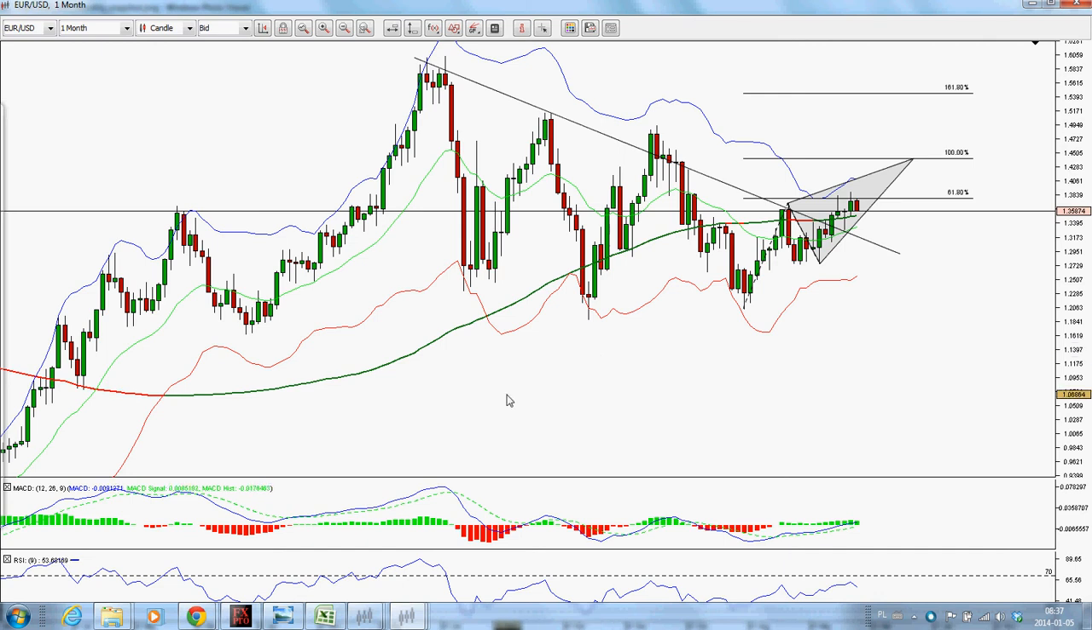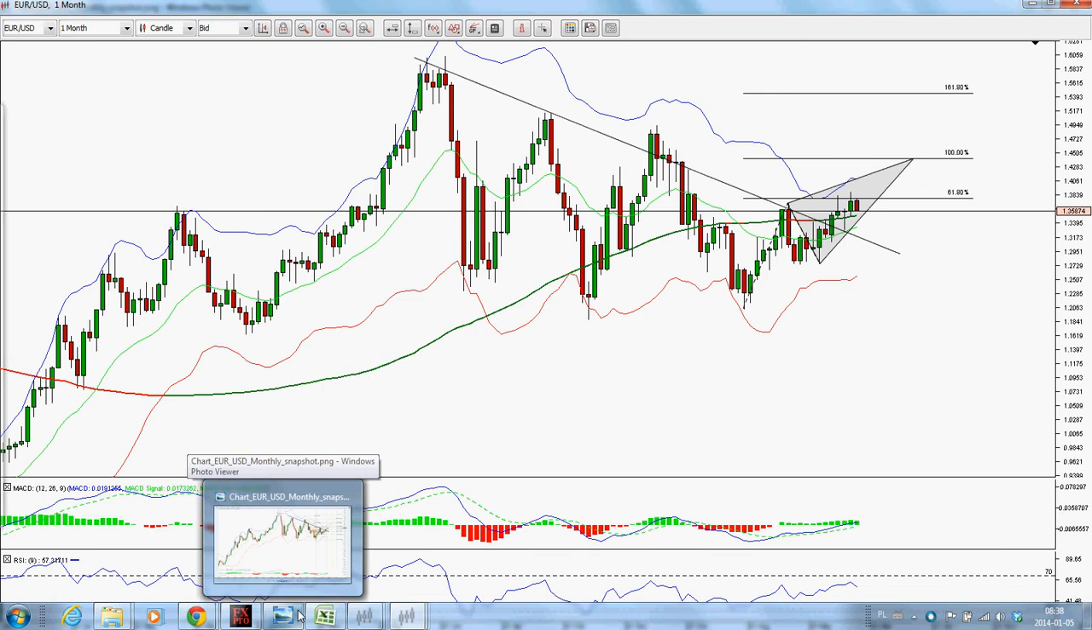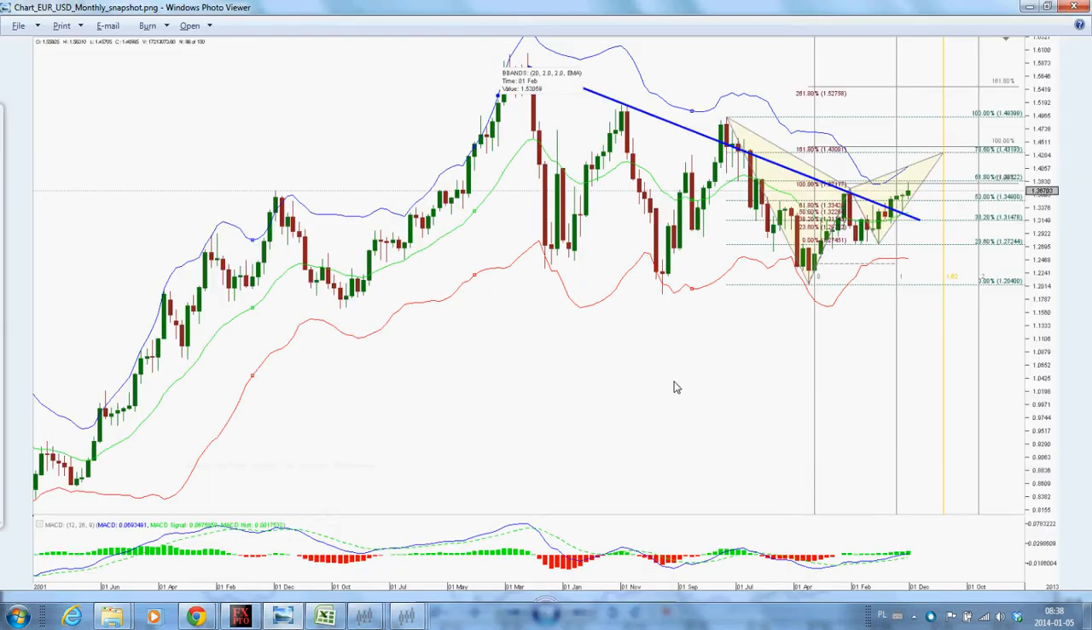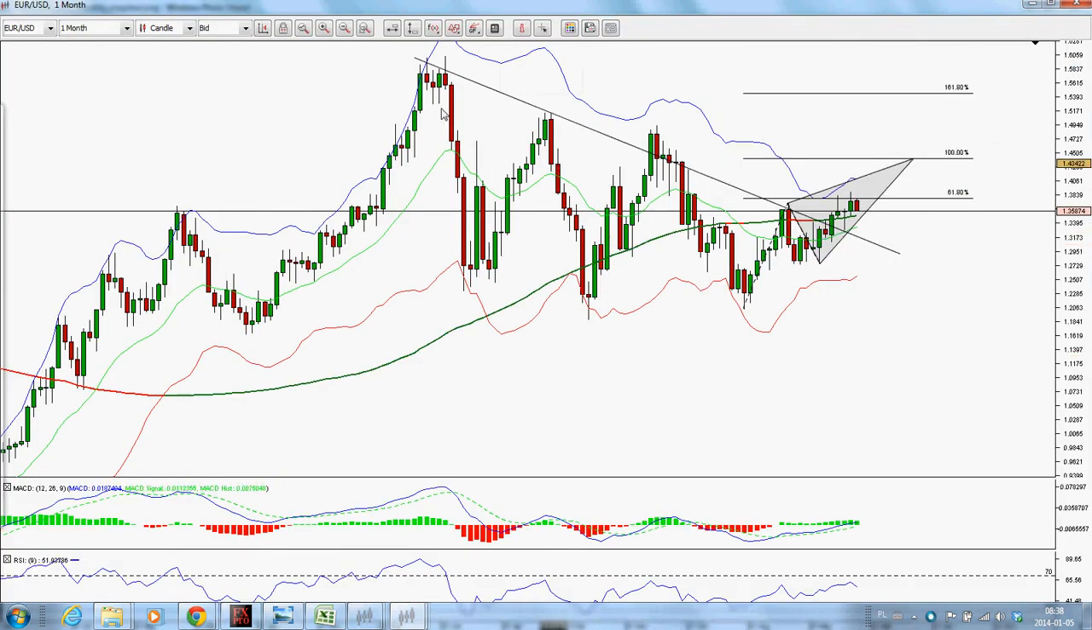I start with Euro USD. This is a monthly chart, and this is JForex. On this monthly chart, I showed it a couple of weeks ago, more than a week or so, this butterfly pattern on the monthly chart. And this butterfly pattern is developing.